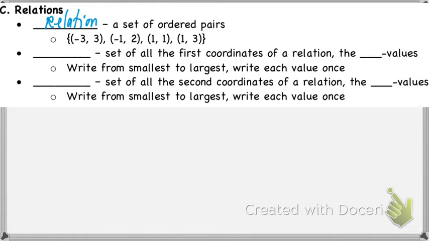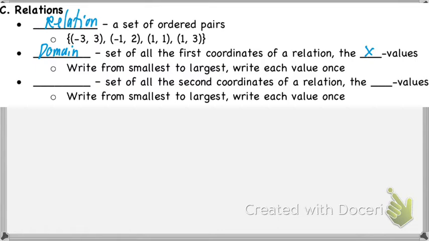Okay. So, does anyone know what we call the set of all the x values? Okay, it's called the domain. Does that sound familiar at all? Nope. Okay. Domain is the set of all the first coordinates of a relation. The first coordinates are always the x values because it always goes x comma y. Now, sometimes we'll write the domain. We'll say the domain of this relation is blank, blank, blank, and we will always order them from smallest to largest, writing each value once.